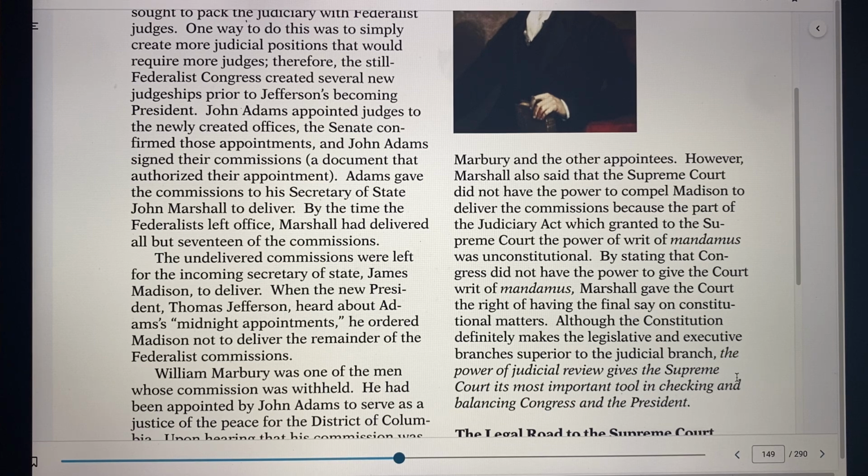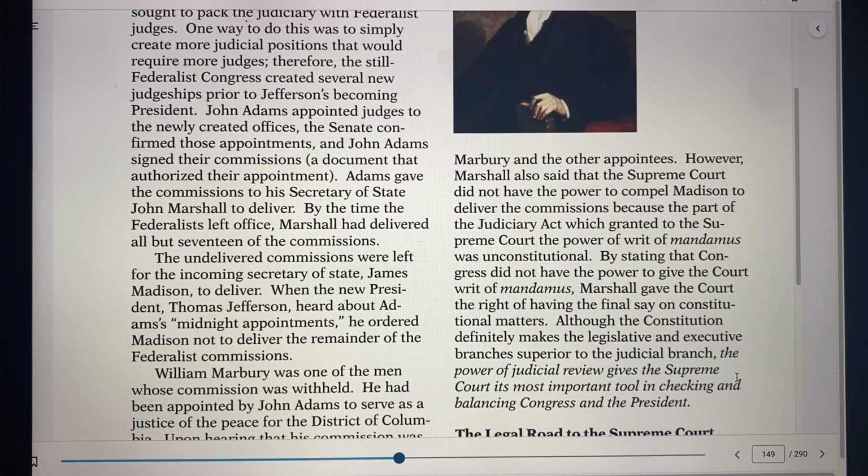In the midst of all this, the most important part of the whole story is that Marshall then said towards the end of what he was saying, yes, he needs to give him this job, but he doesn't really have the power to compel Madison to deliver the commission, because the Judiciary Act, which granted the power of the writ of mandamus to the Supreme Court, was unconstitutional. So he said, yes, he should do this, but the writs are unconstitutional. Even though he told him to do it, he declared it unconstitutional.